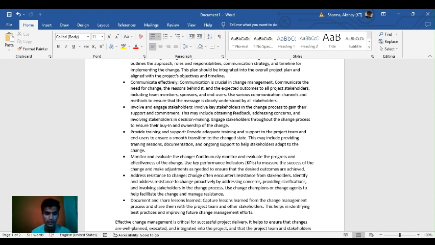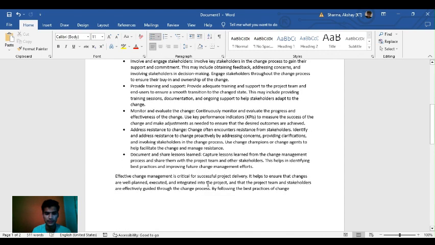So next thing is monitor and evaluate the change. So continuously monitor and evaluate the progress and the effectiveness of the change. Use key performance indicators like KPIs to measure the success of the change and make adjustments as needed to ensure that the desired outcomes are achieved.